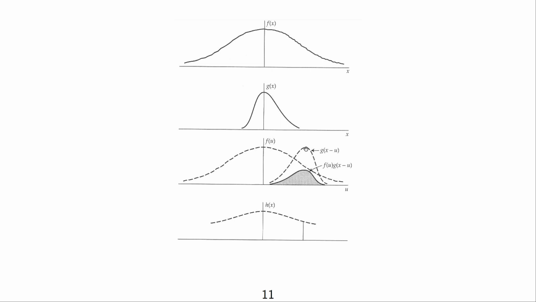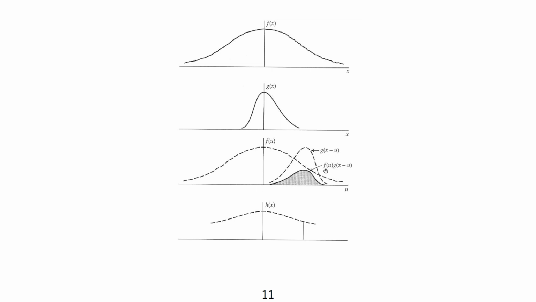Then we compute a component-wise multiplication of the function f of u and g of x minus u. And so you can see when we're here, this is going to be 0, 0, 0, 0. Nothing happens because the filter value is just too small. And then here maybe we start seeing the values increase. So the component-wise product between these two functions is visualized by this function here that is labeled f of u times g of x minus u.